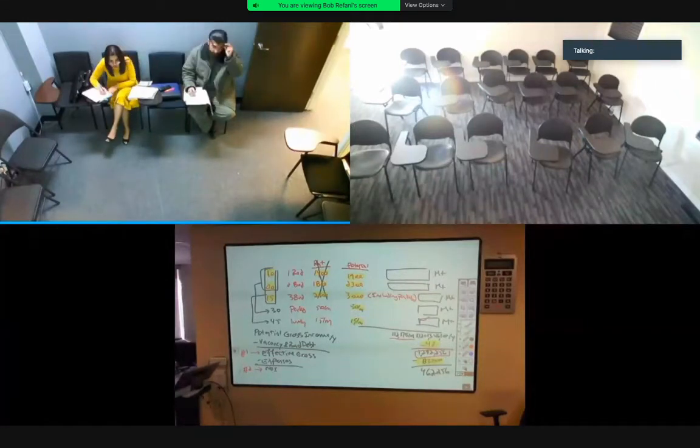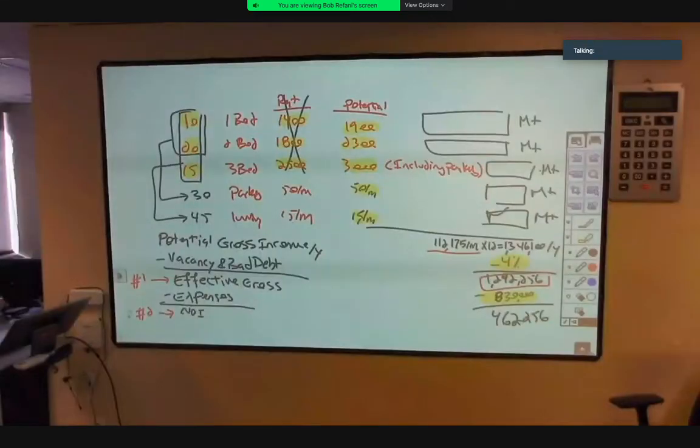This is an income approach, yes. The question here is, what is the effective gross income and what's the net operating income for this building?